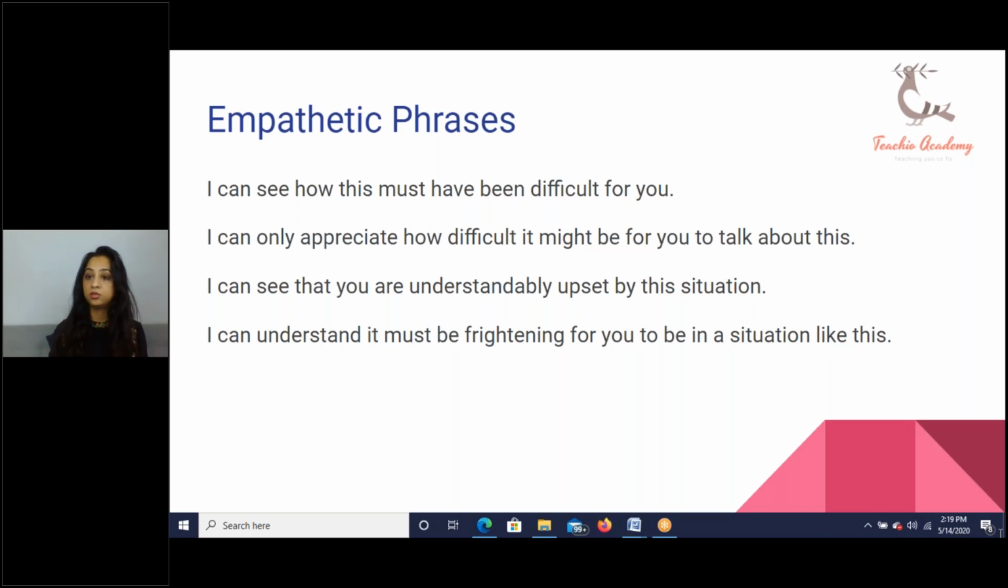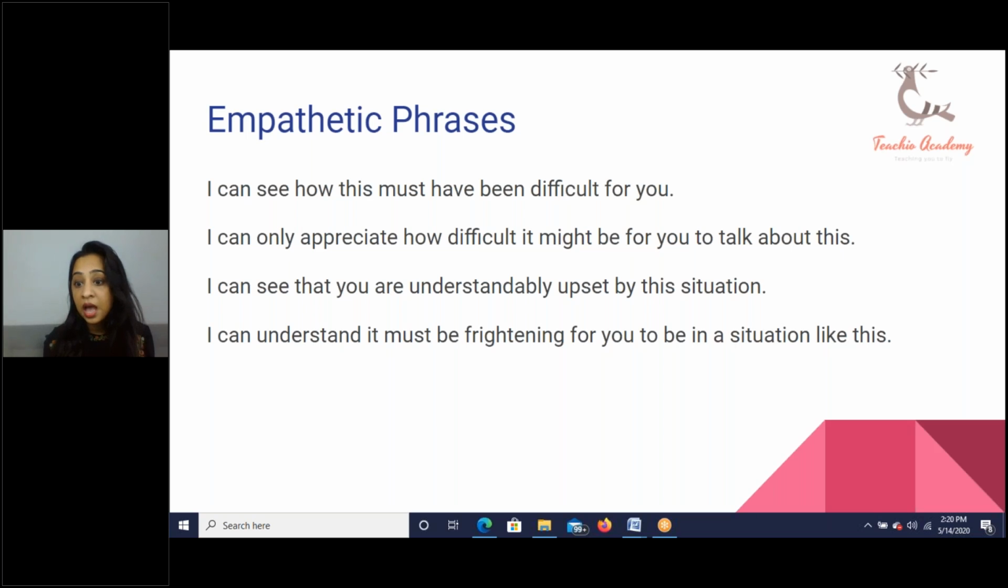Wahida has given a very good sentence. She's written, I can understand that this is daunting for you. Excellent. So daunting, if anyone doesn't know, basically means something which is scary or alarming. So you can use that sentence as well. That's a very good sentence.